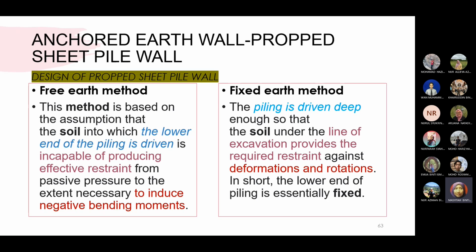Maknanya bila kita dah fix dia dah duduk dalam keadaan in the position lah, kita dah lock dia, so kat situ tak boleh berlakunya rotation. That's why it is called a fixed earth. It means that kalau you do the calculations at the base of wall, dia punya conditions moment is equal to 0. So dia tak ada moment lah untuk berlakunya rotations.